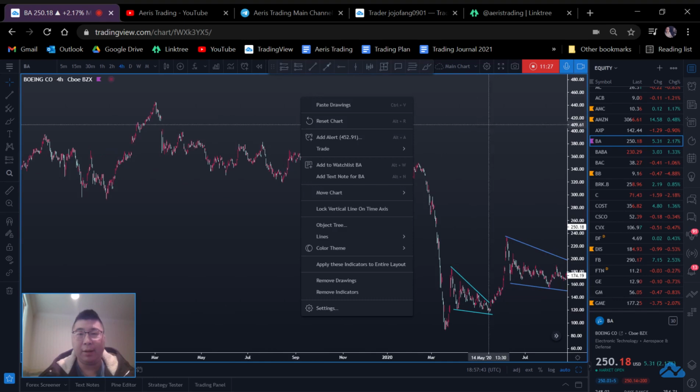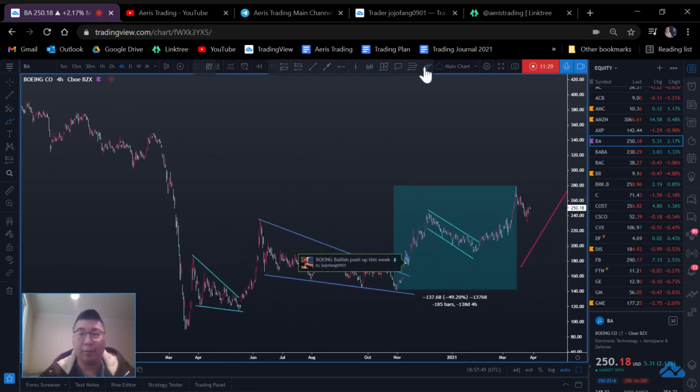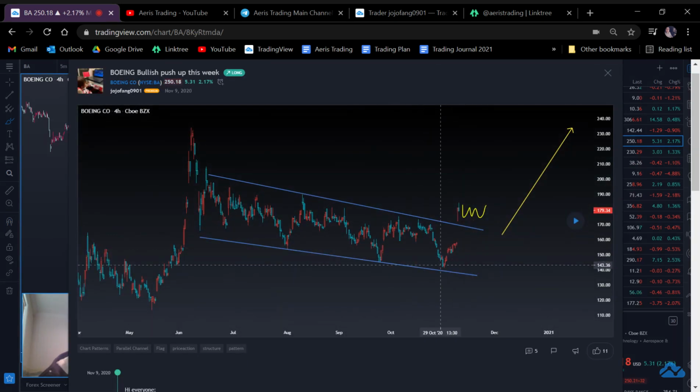Boeing, same idea: when we see this higher time frame correction, we see this impulse, we see a correction. What do we look for? We look for a continuation, right? So was there a reversal entry?